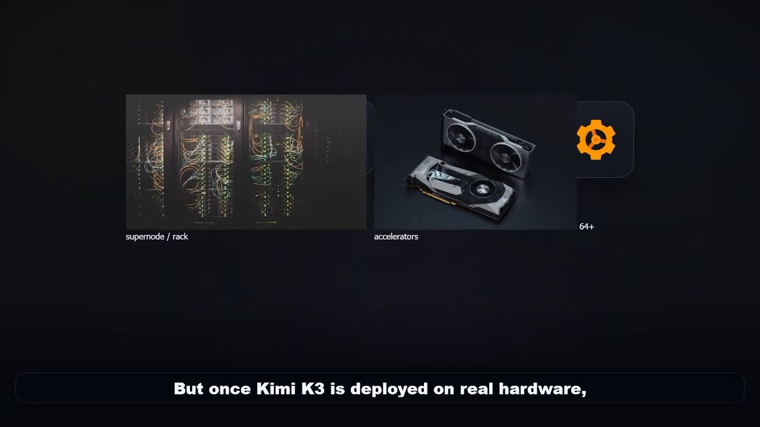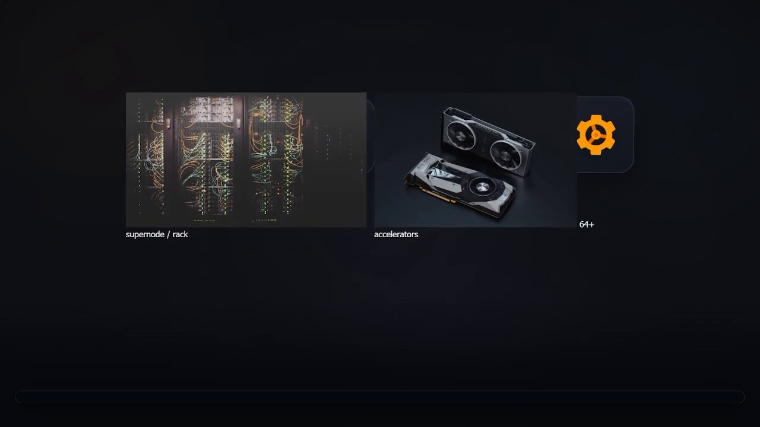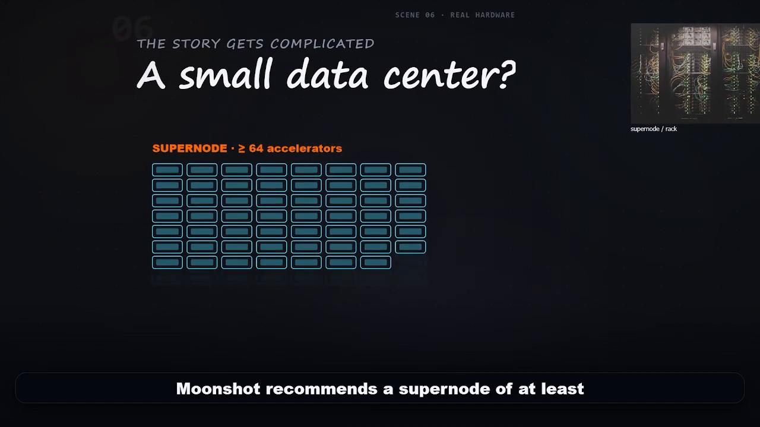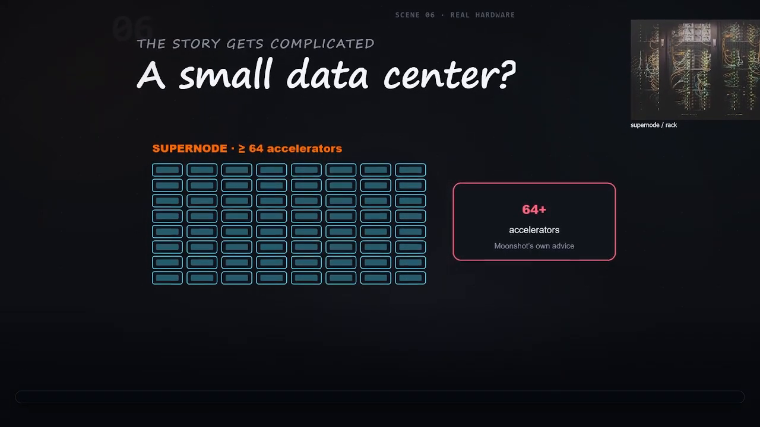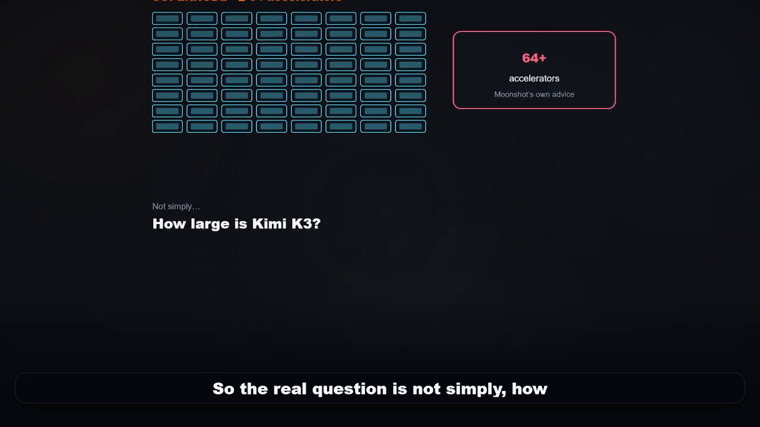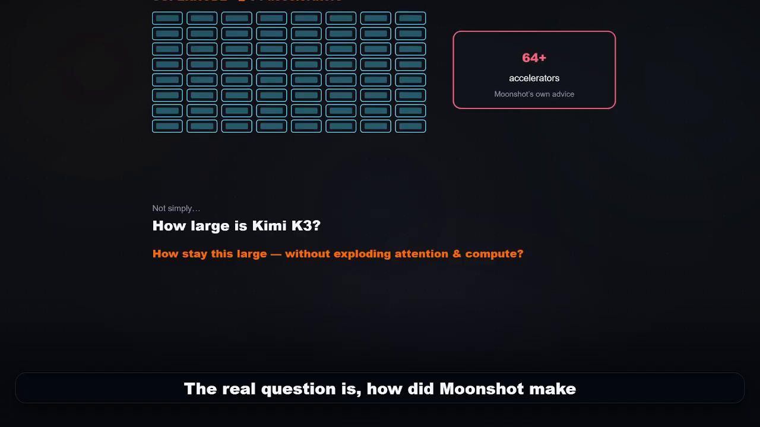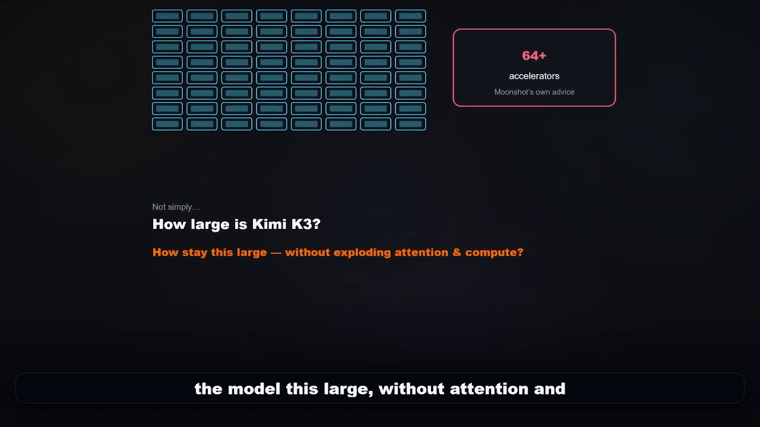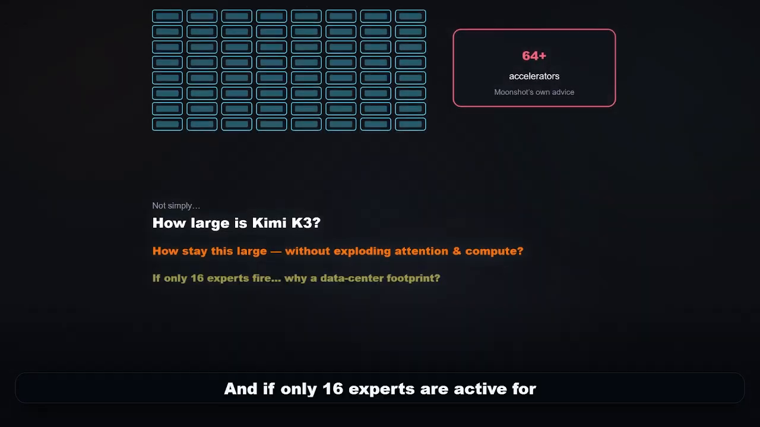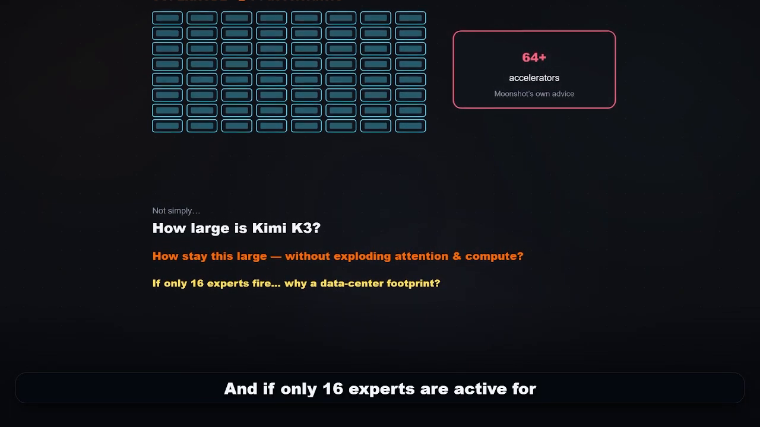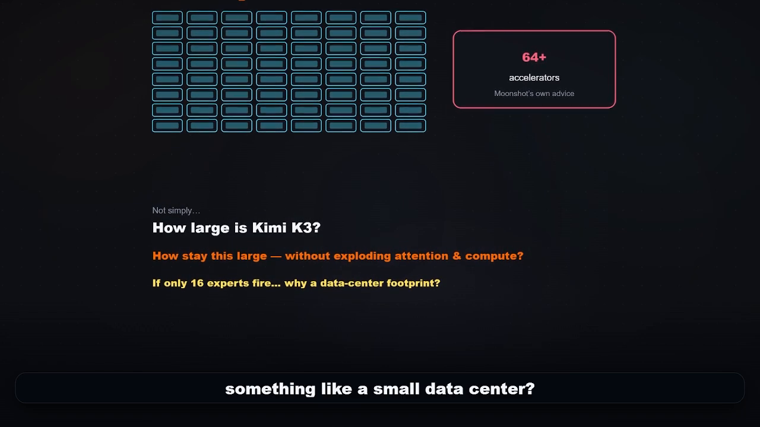But once Kimi K3 is deployed on real hardware, the story becomes much more complicated. Moonshot itself recommends a supernode containing at least 64 accelerators for efficient deployment. So the real question is not simply, how large is Kimi K3? The real question is, how did Moonshot make the model this large without allowing attention and compute costs to completely explode? And if only 16 experts are active for each token, why does the model still need something that looks like a small data center?